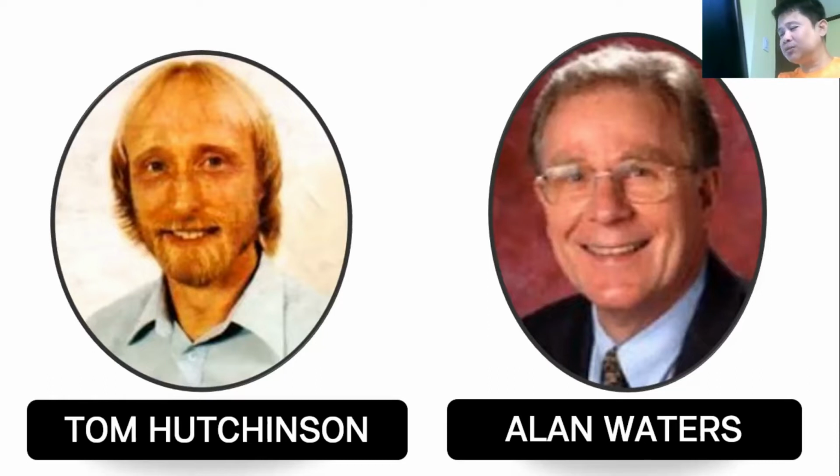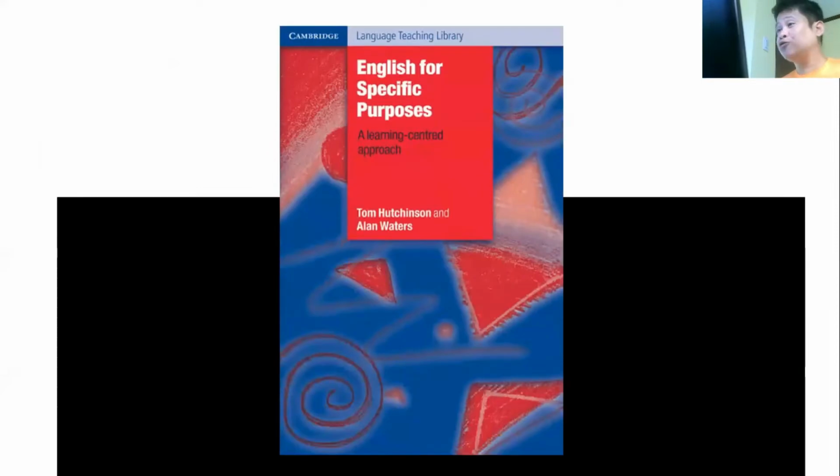Their famous book is entitled English for Specific Purposes, a Learning-Centered Approach. It was published in 1987 with the Cambridge University Press. Professor Hutchinson and Professor Waters became famous because of their book entitled English for Specific Purposes, a Learning-Centered Approach, published in 1987 by the Cambridge University Press.